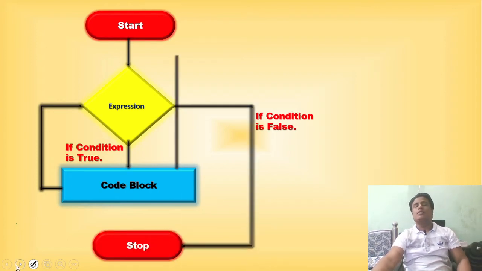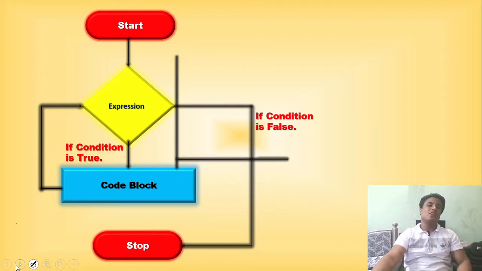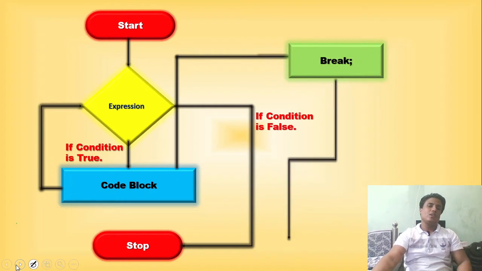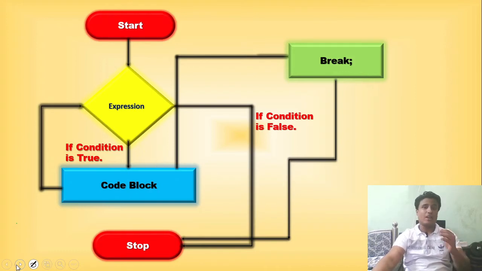Suppose there is one more case. Suppose while executing the code block, someone uses a break statement here. After the break, what will happen? We will just directly come out of the loop. We will not go into the expression part and directly go to the termination case. Okay, hope you are getting it. It's a very naive explanation; I'm trying my best to explain it in an easy way.